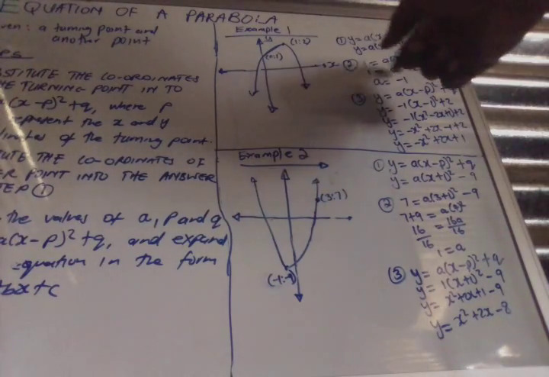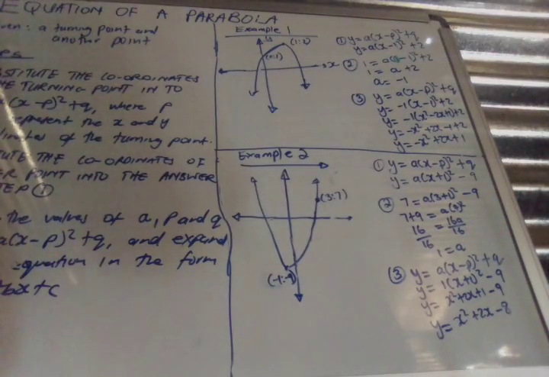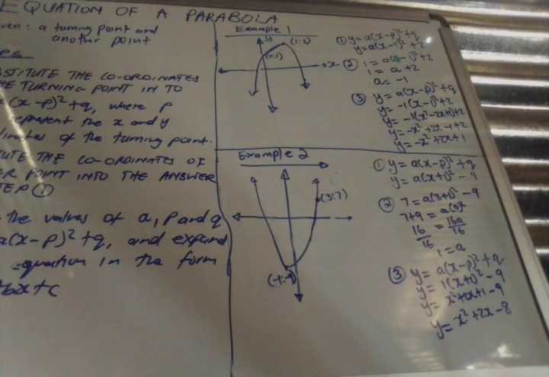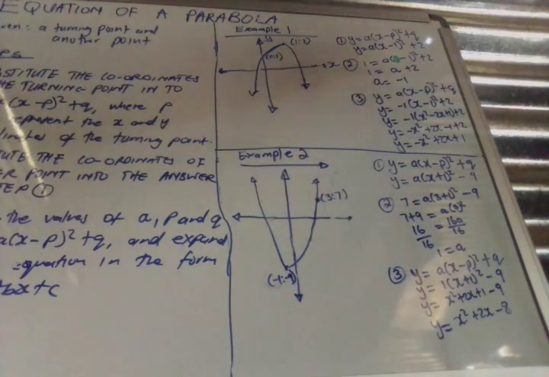Okay, so after getting the value of a, you're going to go to step 3. Step 3 says that you substitute the value of a, p and q into the standard equation of the parabola, a open bracket x minus p all squared plus q. So you substitute a, p and q into that equation.